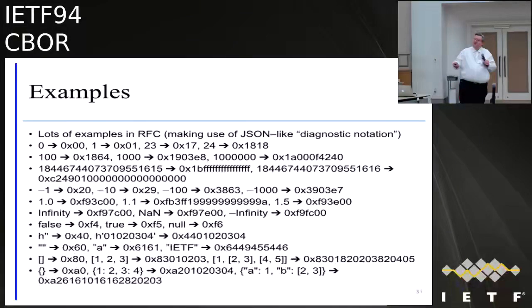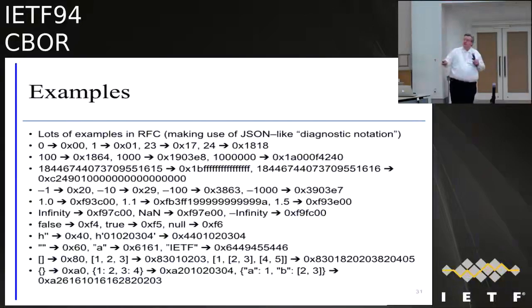But a 0 is represented as 0, a 1 as 1, a 23 as 17 hex, and a 24 as 18 hex, because, well, the 24 is the first one that doesn't fit into the immediate value in the first byte. So we use a 1 byte extension and write the 18 in there. And 100 is 1864, and 1000 is 1903E8, and the million is this. It's pretty straightforward, and it's very easy to decode.